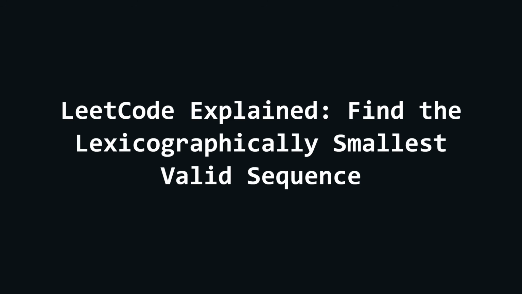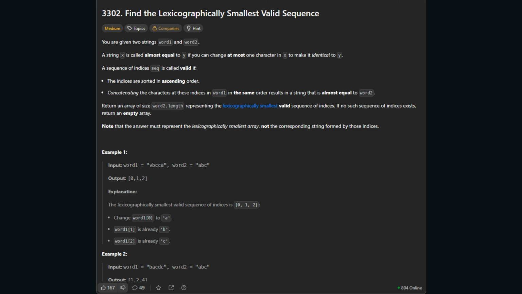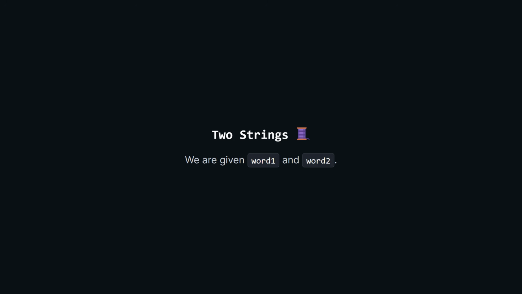Let's jump right into today's challenge. It's called Find the Lexicographically Smallest Valid Sequence. Here is the problem page, but it's a bit dense, so let's break down exactly what it's asking us to do step by step. Start off with two strings, a longer string called word1 and a shorter target string called word2. Our mission is to find a specific sequence of positions, or indices, inside word1.